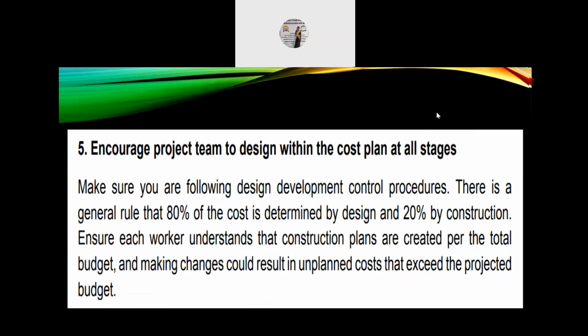Number 5, encourage the project team to design within the cost plan at all stages. Make sure we are following the design development control procedures. There is a general rule that 80% of the cost is determined by design and 20% by construction. Ensure that each worker understands that construction plans are created as per the total budget, and making changes could result in unplanned costs that may exceed the projected budget.